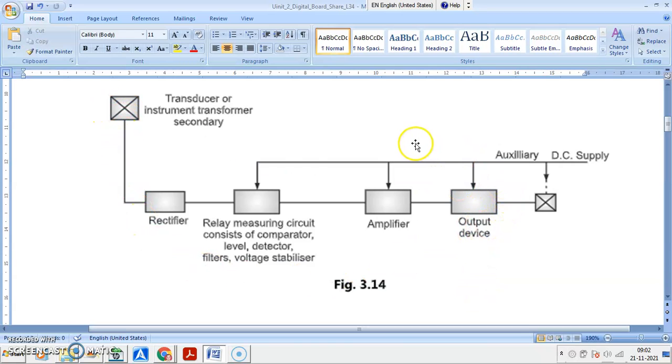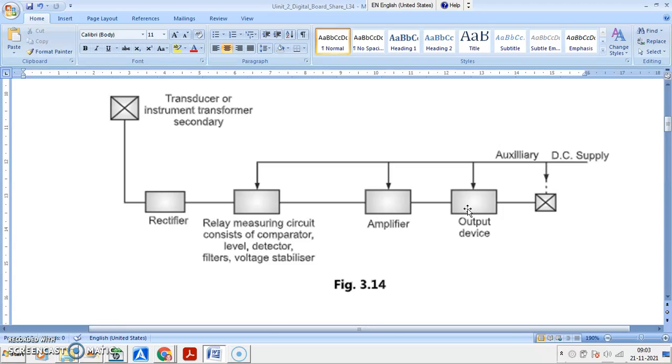You are having two supplies, that is auxiliary supply required just for operation of the relay, and you may have the actuating quantity that may be coming from the actual power circuit, that is different. So you are having two circuits, one is called power circuit and another is called auxiliary or control circuit. As far as static relays are concerned, we are going for static relays nowadays.